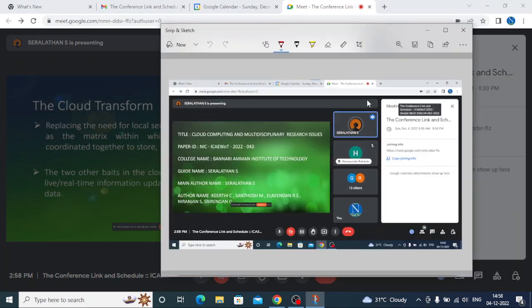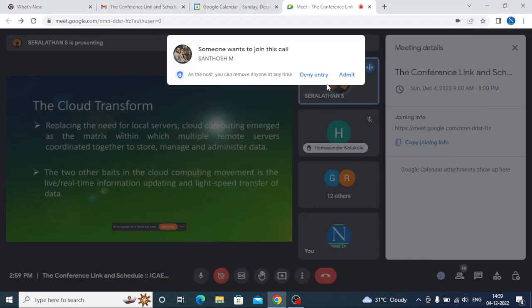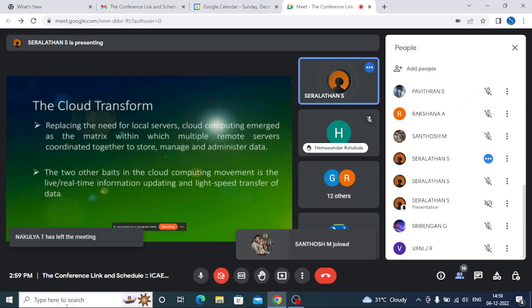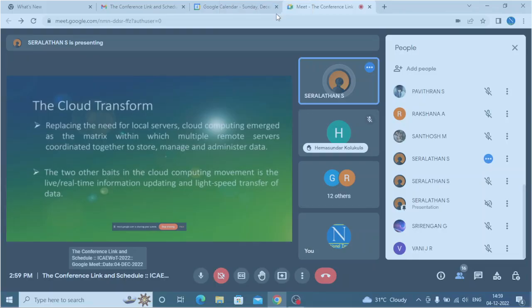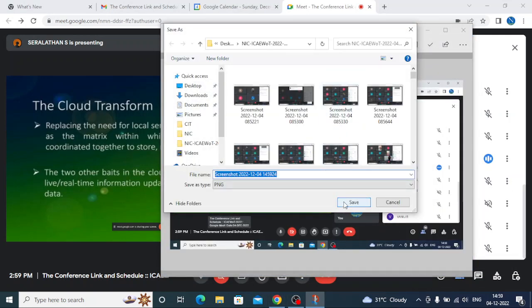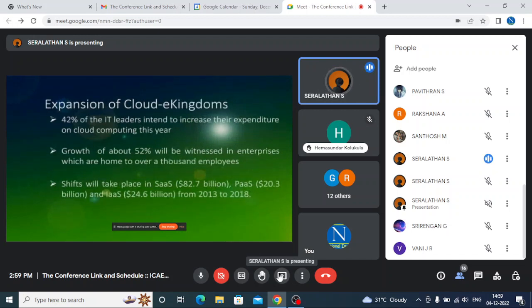The first topic is the cloud transform. Cloud computing is known to replace the traditional database with a cloud platform. It's very reliable and very scalable to develop web apps and other software applications. It is basically known as an emerged network of remote servers to store and manage the administrator data and the users data, and it is also very fast to transfer and maintain the data, and then it has an expansion of cloud computing.